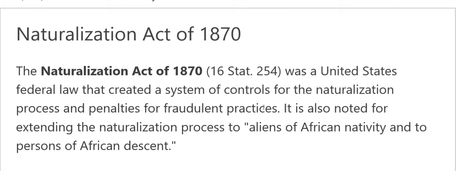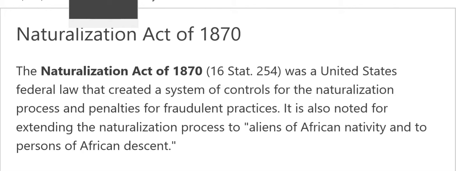Did it change the fact that only free white persons were citizens here? No. When they say they extended the naturalization process, they extended whiteness. They extended whiteness to include people from Africa. How can I say that? Do I have any proof of that?